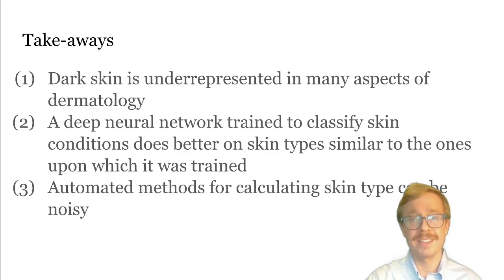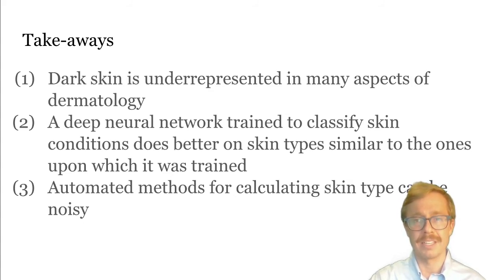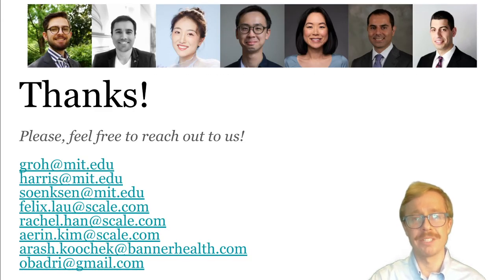So, in summary, I'd like to highlight that dark skin is underrepresented, and this has consequences for how accurate skin image analysis is, because skin conditions look different across skin types. We find that current automated methods for calculating skin type are noisy and may be an avenue for future research. An open question that I'd like to consider is how well do dermatologists classify skin conditions across skin types, and how might we build decision support systems to help dermatologists more accurately diagnose skin conditions? We hope this research inspires consideration of skin type and additional heterogeneity in skin image analysis.